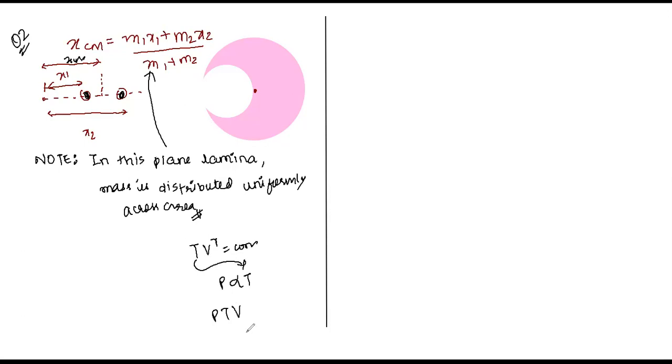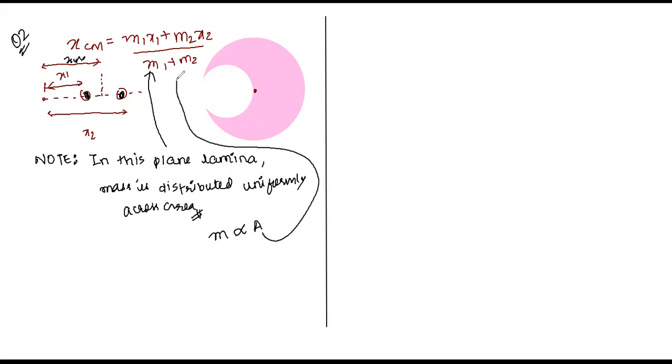So a similar thing is happening here also. Here mass is distributed according to area, or we can say mass is proportional to area. So in this equation, instead of mass, you can write area. Is this point clear? Yes, sir.